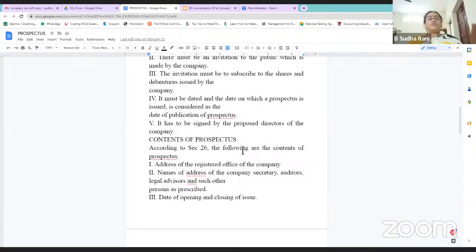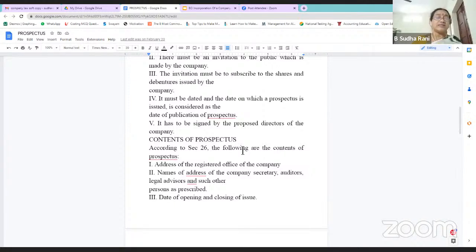Now, these are the process steps for issue of the prospectus. After completing all this process, the company will issue this prospectus to the public. Now, what content does the company provide? About the company, what do you expect? What is the company name? Where is it located? What is its nature of business?